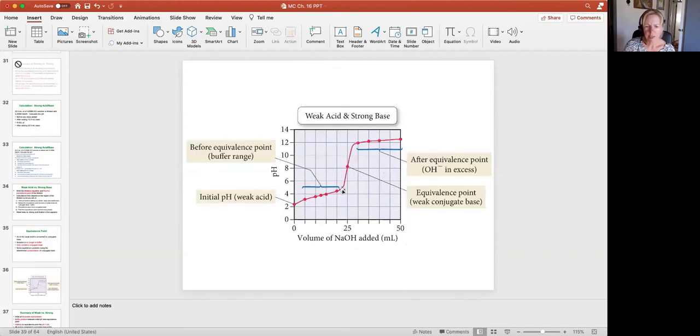I can have a weak acid, weak base, and so what I see is a weak acid, weak base. I have a buffer region here, and then I would also have a buffer region up here. And so we don't really do too much with the weak acid, weak base titration just because the calculations get pretty strenuous with that. So we're going to deal with the first three: strong acid, strong base, weak acid, strong base, and weak base, strong acid. So we're going to look at those three.